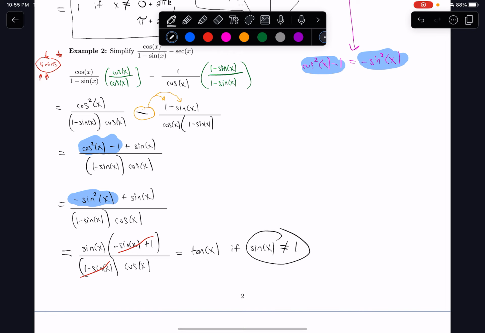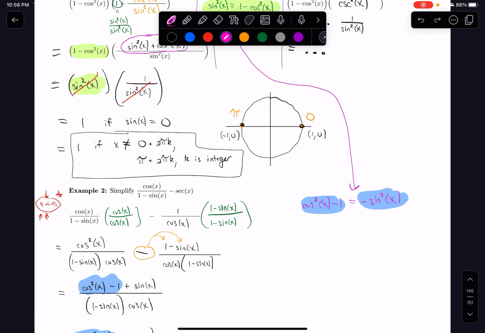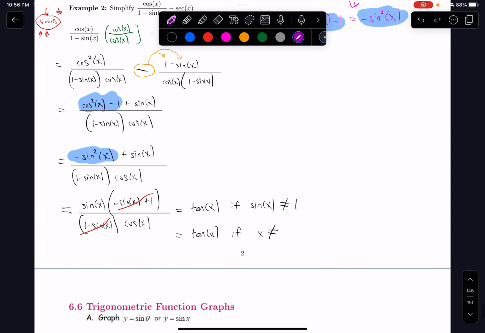So let's figure out what angles would make that happen so I can exclude them. So overall, this just equals tangent x. As long as, so what would my angle x, what would I not want it to be? So where on the unit circle is sine equal to 1? Like I know sine is my y value. So on the unit circle, sine is equal to 1 at this point up top, 0, 1. And what's the angle up top? Well, that angle is pi over 2. So the angle that I want to exclude is pi over 2.